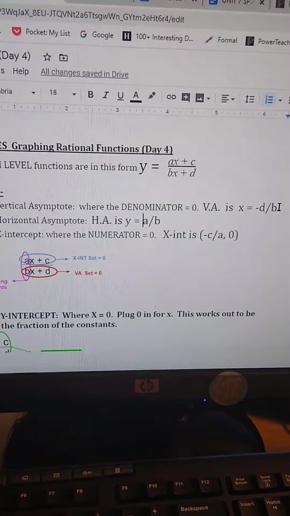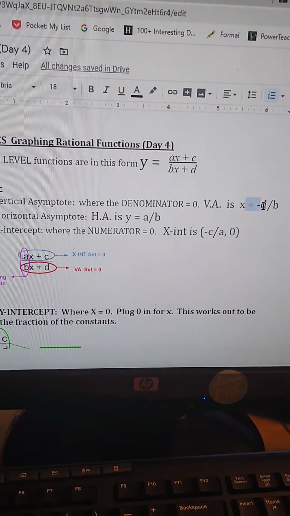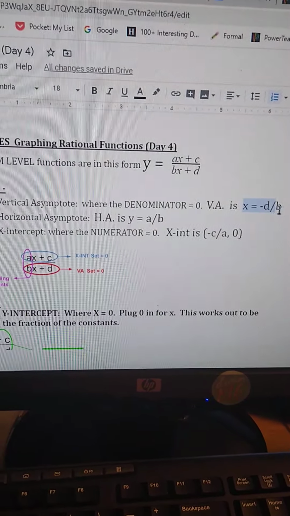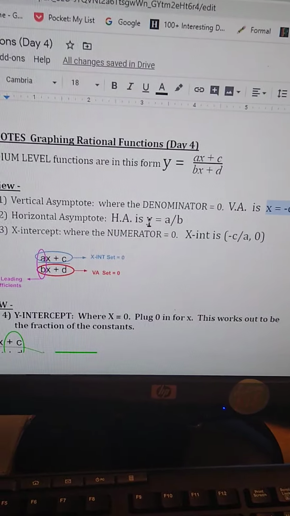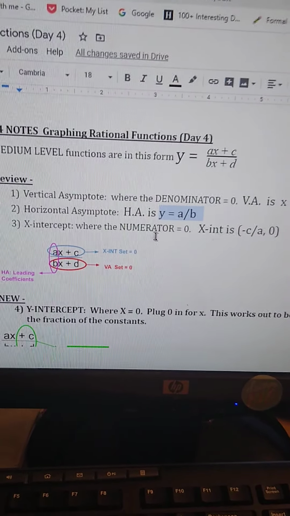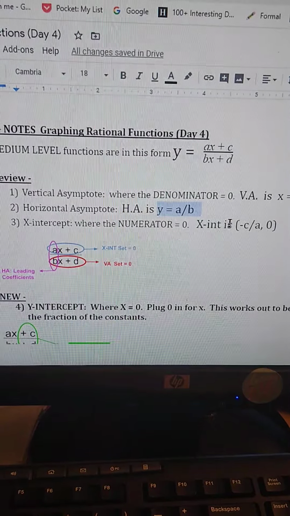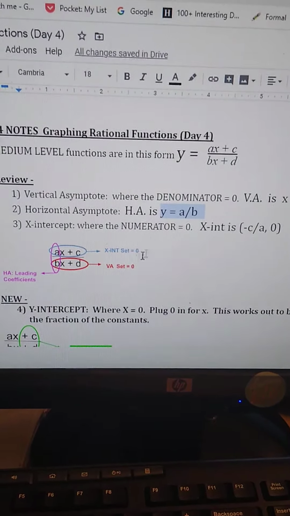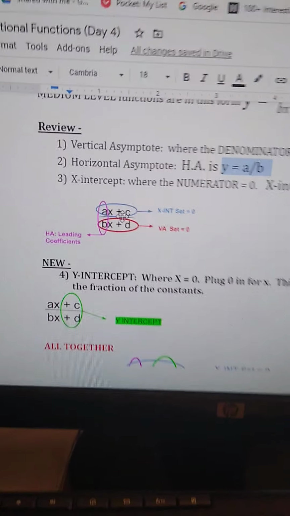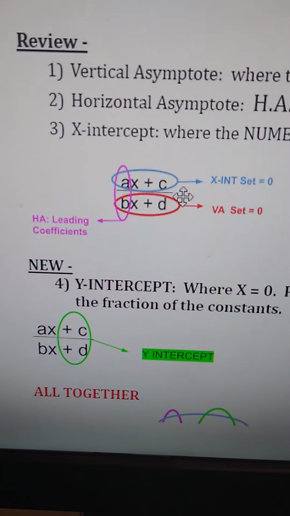If you just have a number, that's not a line. These are lines, so it has to read as x equals a number, and the horizontal has to be y equals a number. X-intercept, we set the numerator equal to 0, and as a formula ends up being negative c over a. And I showed you this diagram. I hope that was helpful for some of you, of where we get each component.